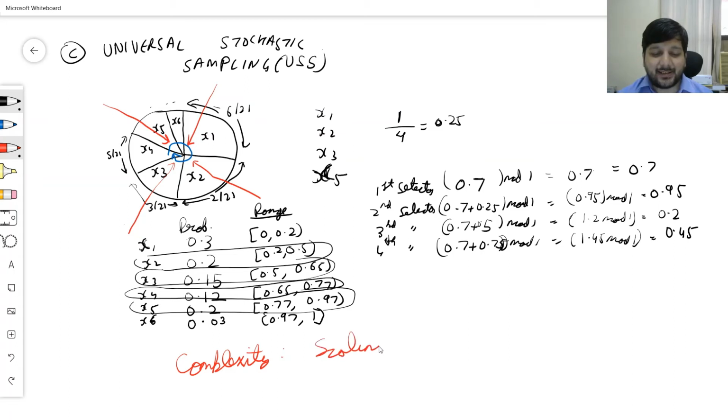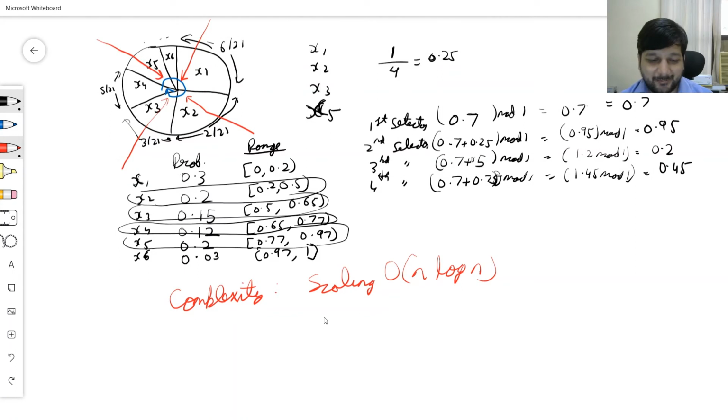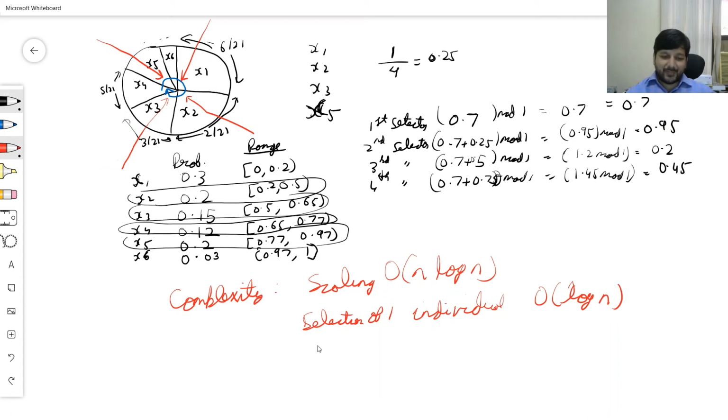So for scaling, I need to sort it, so it's n log n. You'll get the rank only when you sort them. So after that it's O of n, so the sorting requires n log n time. So selection of one individual is a binary search, so it's log n, which means selection of k individuals.